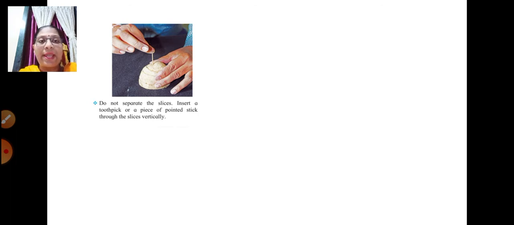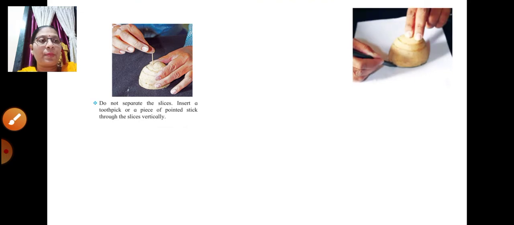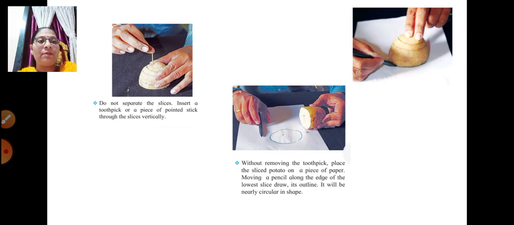So to keep it intact, insert a toothpick or a piece of pointed stick through the slices vertically. It's shown in the picture how the toothpick is used, and vertically it is being inserted in the sliced potato. Without removing the toothpick, place the sliced potato on a piece of paper. Moving a pencil along the edge of the lowest slice, draw its outline. It will be nearly circular in shape.